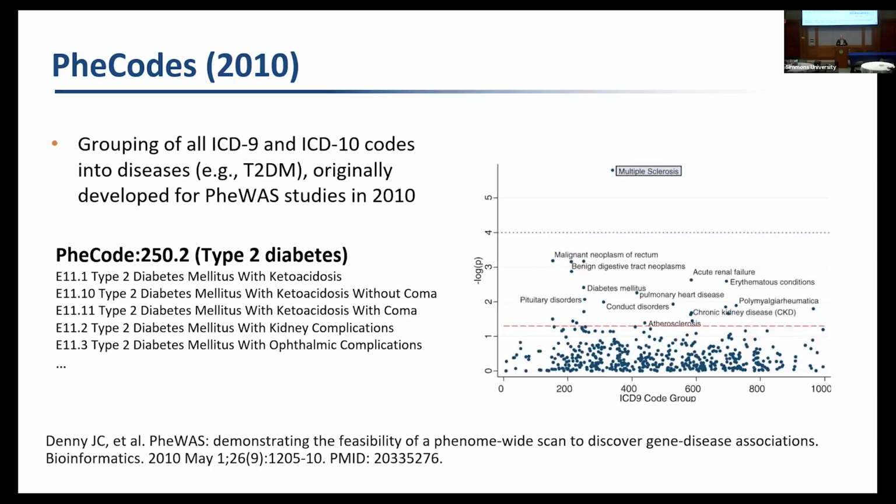So this is our starting point. We're not building computed phenotypes for individual diagnosis codes. We're building the phenotypes at the disease level, at that fee code level.